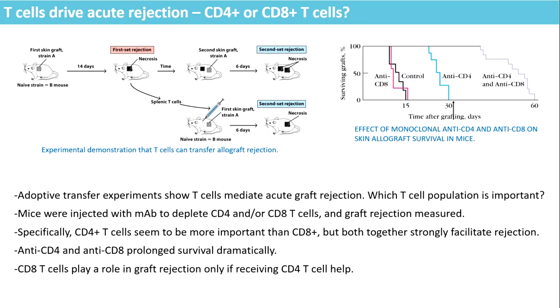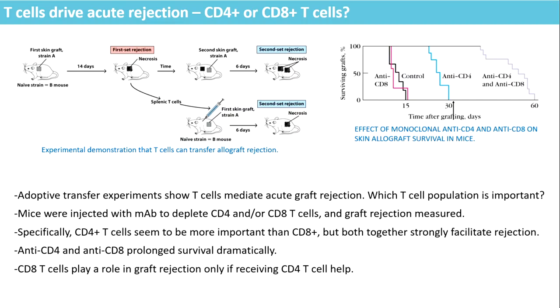Now, if we take splenic T cells and we do an adoptive transfer from a mouse that has had a first set rejection and we put it into a mouse that is having a transplant for the first time, we will actually end up with that second set rejection. That's really showing the involvement of T cells in this acute rejection. But what is the relationship between the CD4 and CD8 T cells? Is there an importance there? That's what they've looked at in this experiment here.